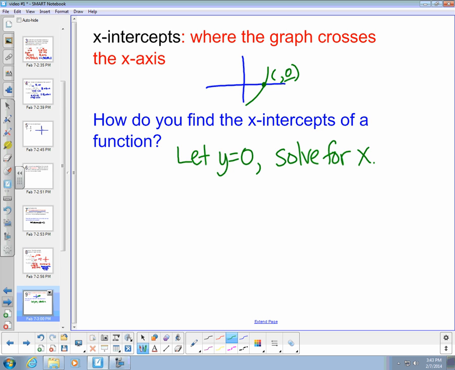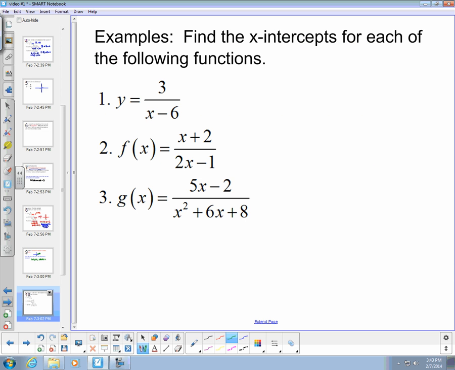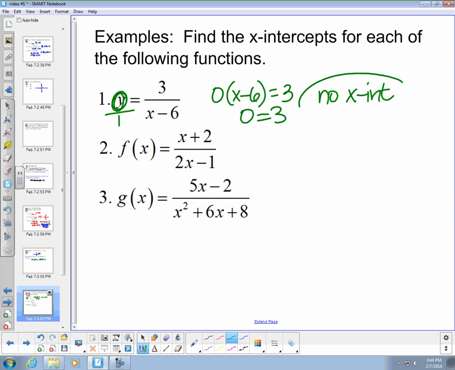Now, when we're looking at a fraction, if I take number 1 and let y be 0, and I want to solve this, if I put that as a fraction, 0 over 1 is still 0, and I cross multiply, I'm going to have 0 times x minus 6 equals 3. Well, 0 times anything is just 0, and 0 cannot equal 3. Therefore, this first one has no x-intercept. It does not cross the x-axis anywhere.